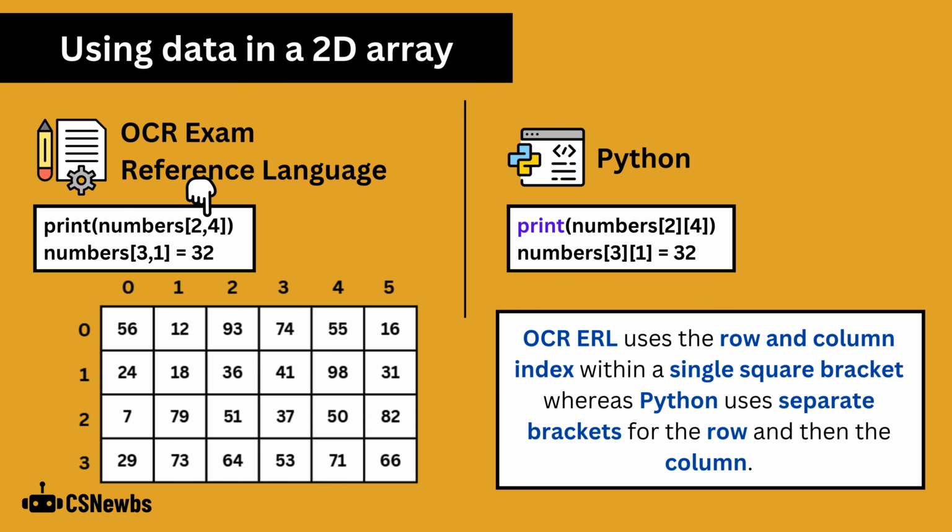OCR ERL uses the row and column index within a single square bracket, whereas Python uses separate brackets for the row and then the column. Print numbers[2,4] would output 50, and numbers[3,1] = 32 would change 73 to 32.